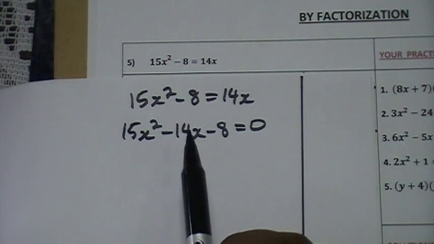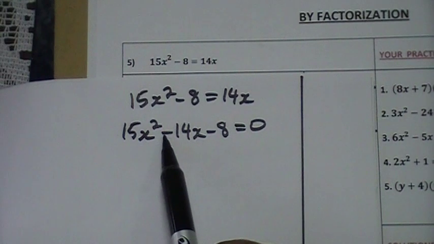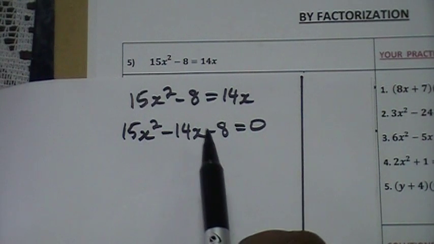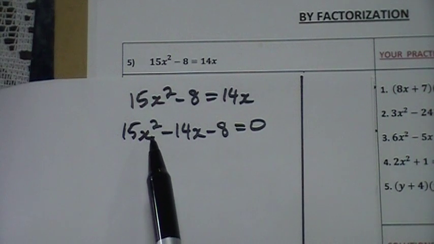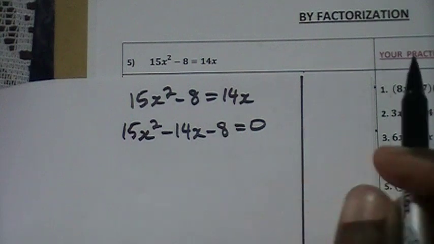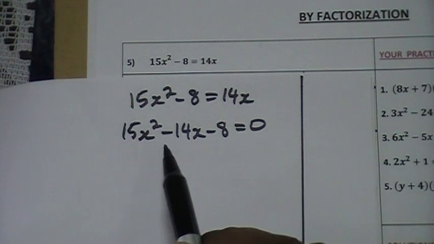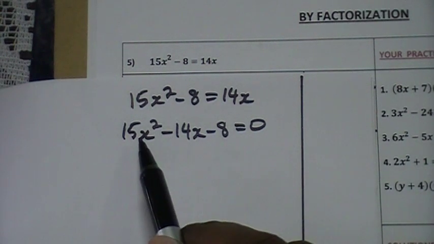Subtracting the 14x gives us 0, and subtracting it from this side, we end up with minus 14x, and put back the minus 8. Now we have to make sure it's in order of powers, so the x squared term, and the linear term, and then a constant term afterwards. Now this looks familiar, a quadratic.